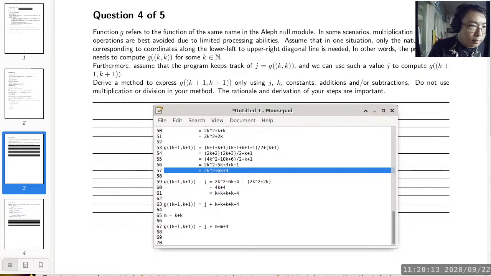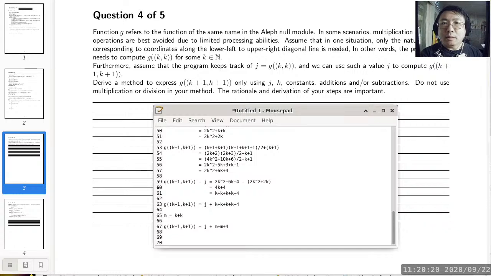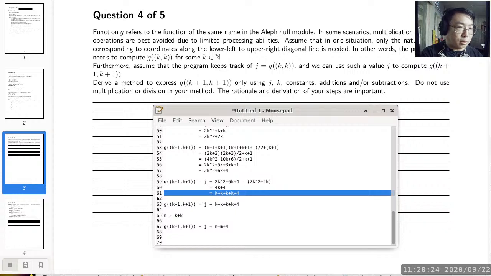Sandeep is asking, why are we subtracting from g of k plus 1? Because, I think he's asking, why do we want to get to this result? Is that right, Sandeep?